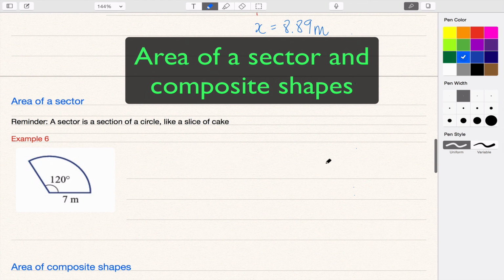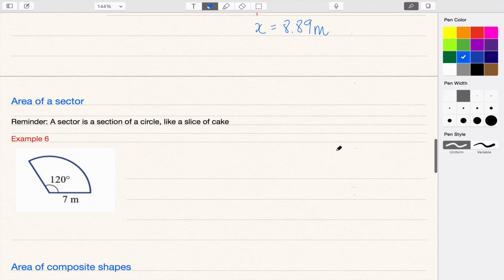Finding the area of a sector. And just a reminder, a sector is a section of a circle, like a piece of cake or a piece of pie. Here's an example, and there was another example on the first page I gave you. So this is a sector.